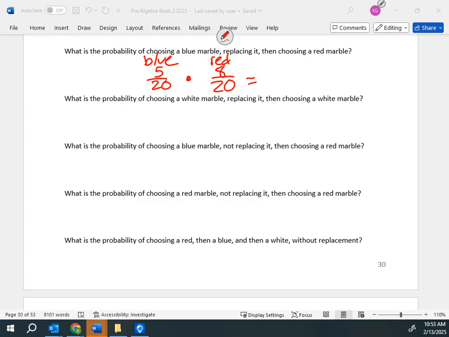So what do I get for my fraction? Harper? 40 over 400. And remember, we are turning it into a percent. What percent is that? David? 10%.